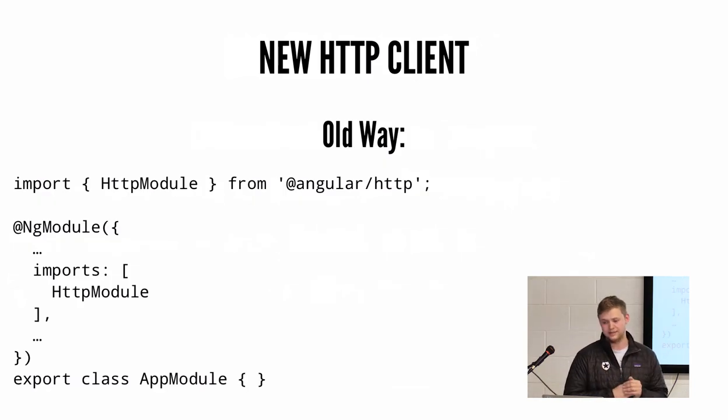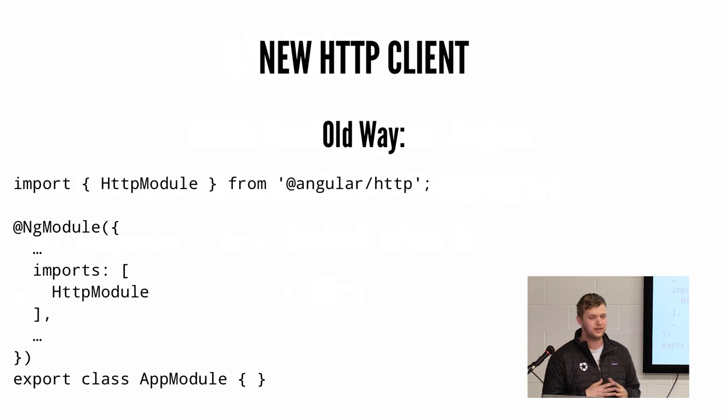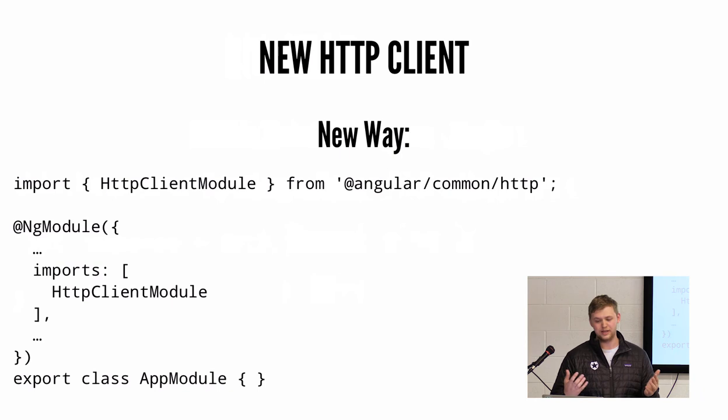With the new HTTP client library, they also changed the way you import it. They made the upgrade story really efficient and easy to do. In the old way, to use the HTTP module, you would import HTTP module from the Angular HTTP library, just like all of your other services. The new way is to import HTTP client module, and this time it's imported from @angular/common/http, and the import is just the HTTP client module.